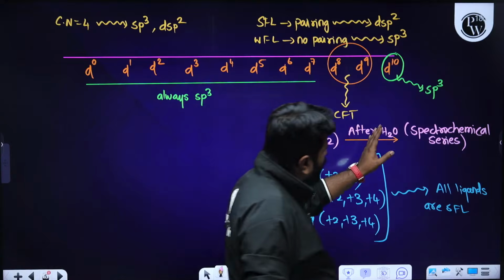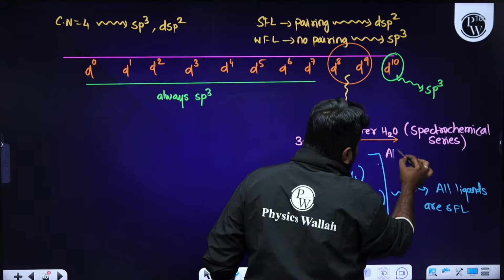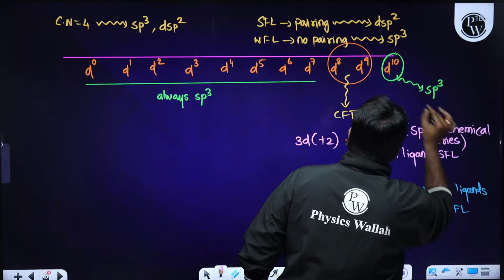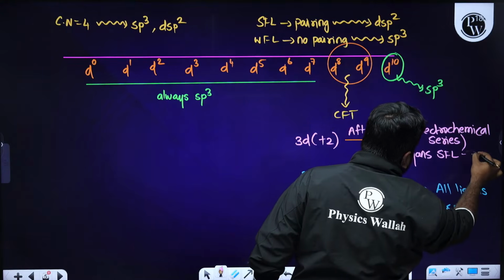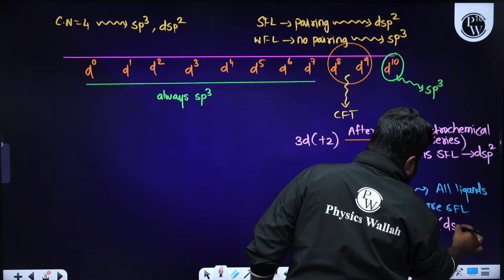After H2O, in the spectrochemical series, all ligands are strong field. So strong field means pairing will take place. What will be the hybridization? dsp2. Here the hybridization will be dsp2.